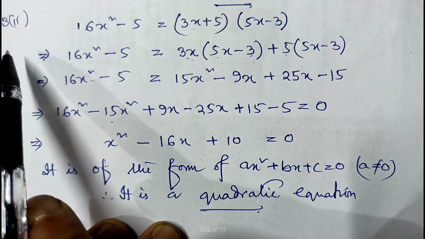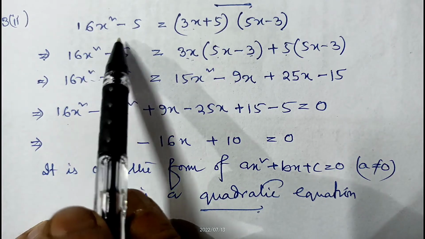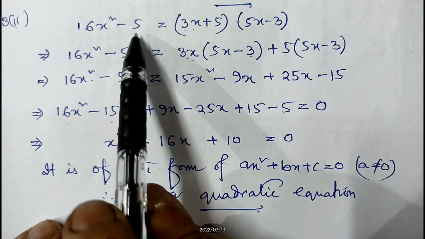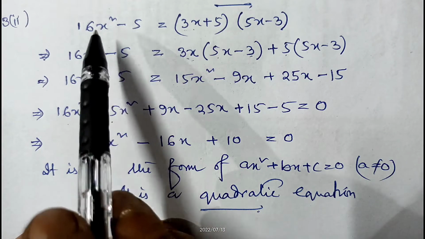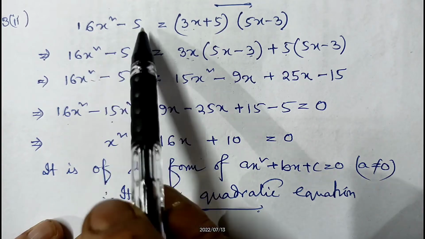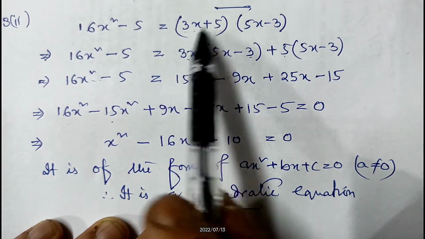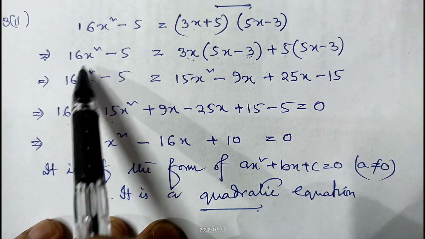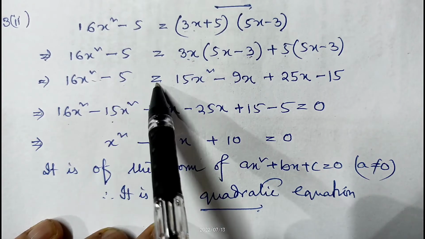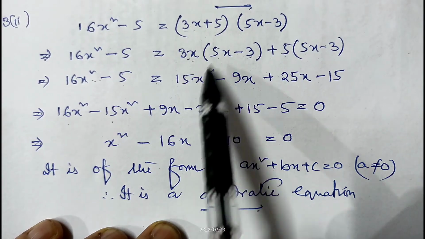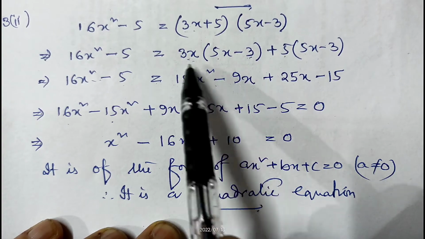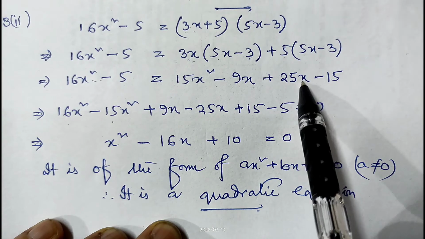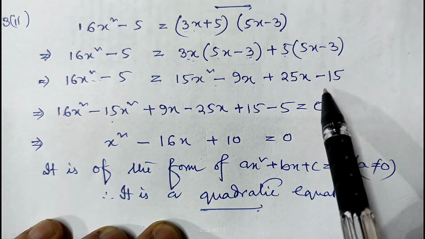In second part of question number 3, it is given 16x square minus 5 equals to 3x plus 5 into 5x minus 3. And you have to check whether it is quadratic or not. Here we can write 16x square minus 5 equals to 3x into 5x minus 3 plus 5 into 5x minus 3. 16x square minus 5 equals to 3 into 5, 15x square, plus minus minus 3 into 3, 9x, plus 5 into 5, 25x, plus minus minus 3 into 5, 15.